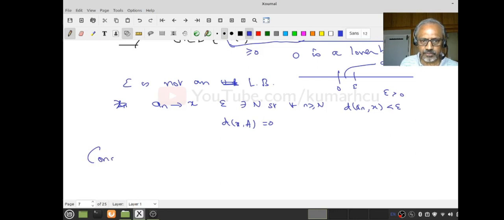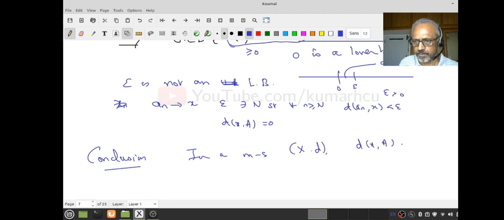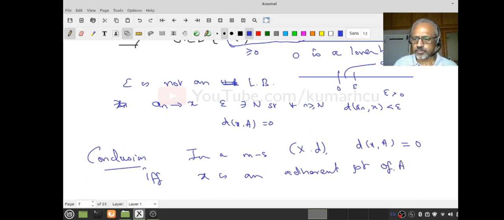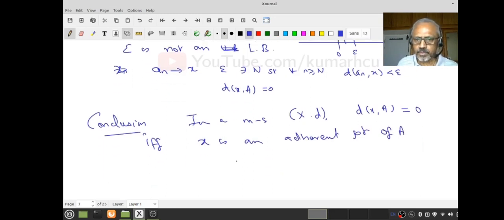So what is the conclusion? In a metric space (X, d), d(x, A) is 0 if and only if x is an adherent point. This is what we have proved. Pause, review, proceed.